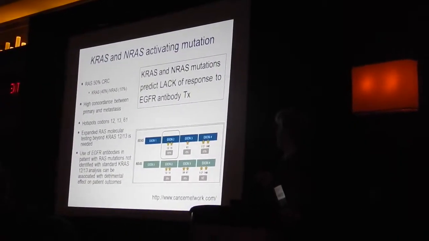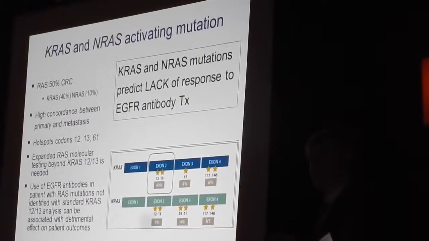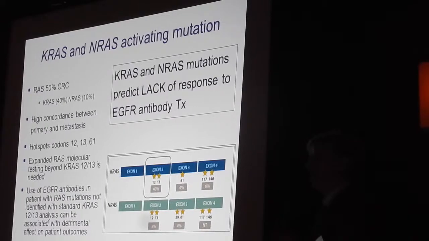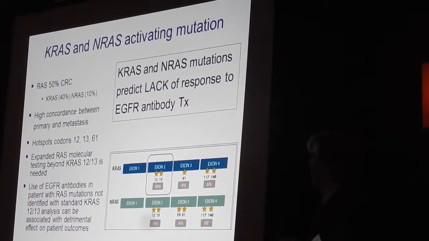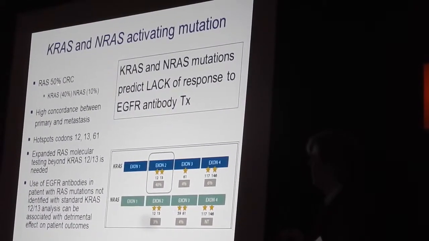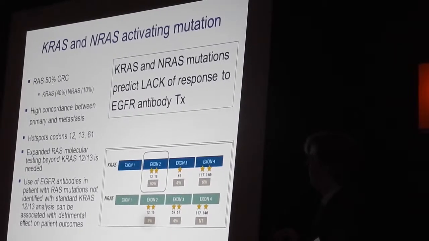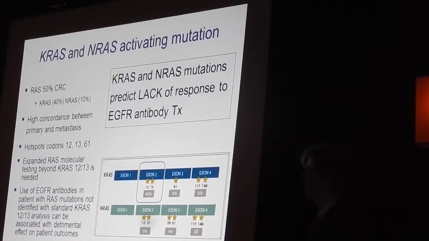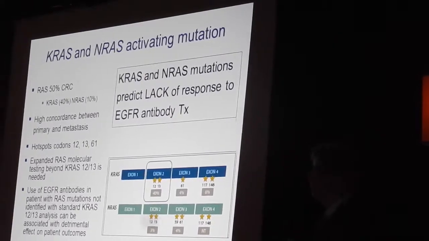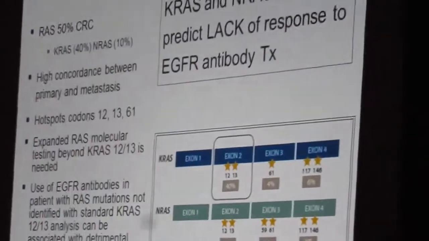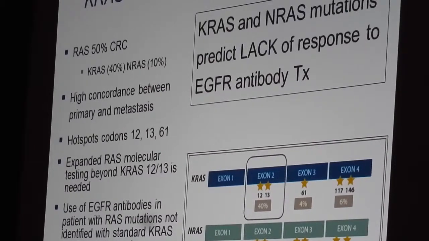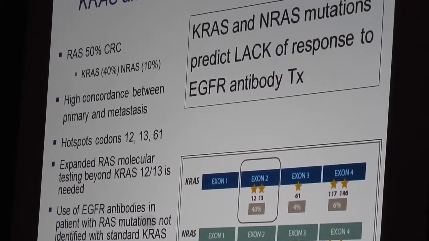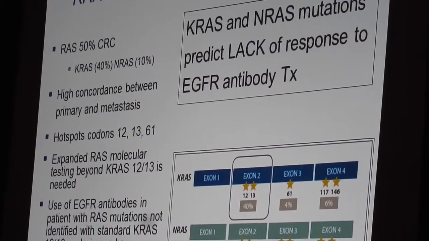KRAS and NRAS are important to screen for in patients with metastatic colon cancer who are candidates for cetuximab. Collectively, about 50% of colon cancer has a mutation in either KRAS or NRAS, with KRAS being much more commonly mutated. There's a high concordance between primary and metastatic lesions.